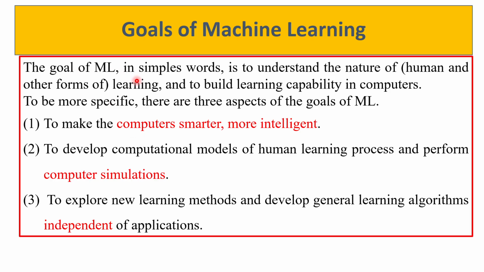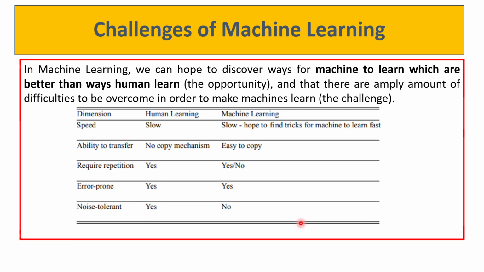The goal of ML is to understand the nature of learning like a human being. So to make the computer smarter, more intelligent, develop the computational models of human learning process and perform computer simulations, and to explore new learning methods and develop general learning algorithms independent of the applications.